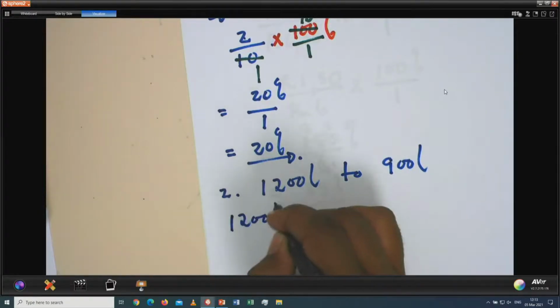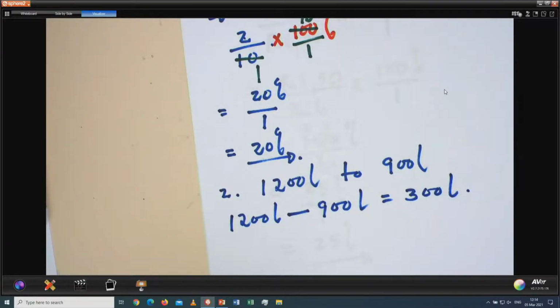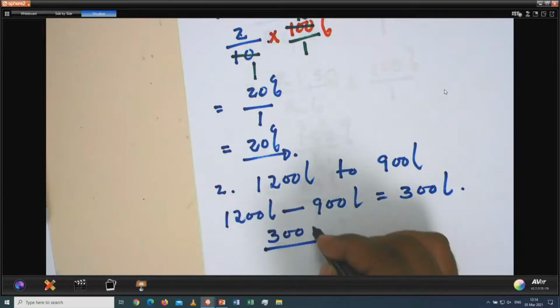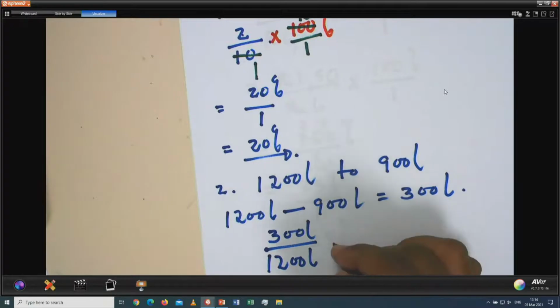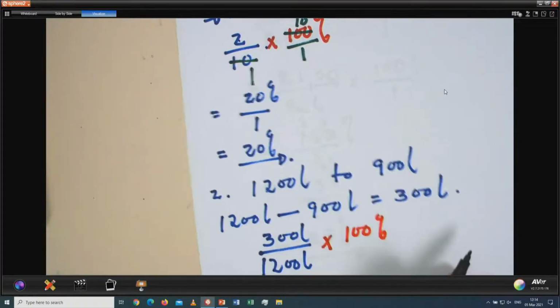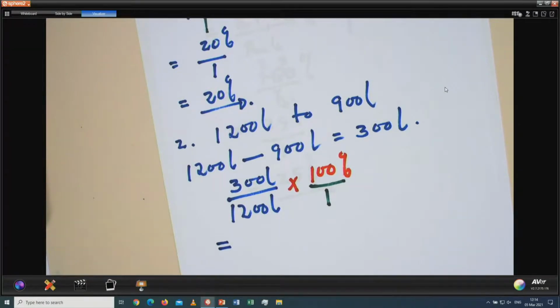Then I can say 1,200 liters subtract 900 liters. This will give us 300 liters. And therefore the difference will be 300. So 300 liters divided by what? The original value, which was 1,200 liters. And therefore we want the percentage decrease. Then we multiply it by 100%. And that 100% we divide it by what? We will have to divide it by 1. We are still following, I hope. Then we have 300 liters divided by 1,200 liters multiplied by 100% divided by 1.